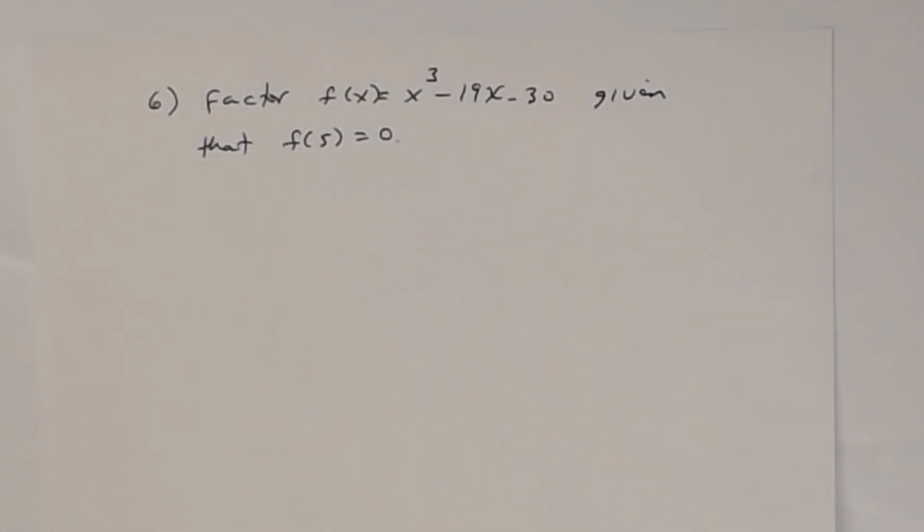Okay, so let's do number 6. Number 6 says this: factor this polynomial, x cubed minus 19x minus 30, given that f of 5 is equal to 0. All right, well, let's think of our process.